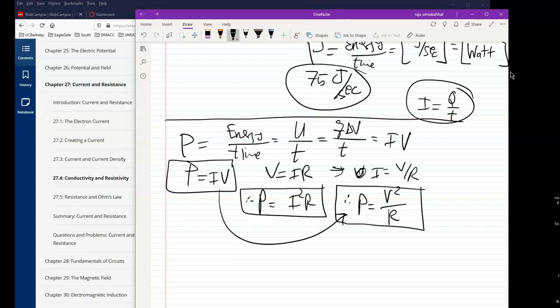Whichever you pick, it doesn't matter. But those are the ones that allow you to calculate power. Again, the unit of it is always the watt. It doesn't matter whether in mechanics or even in heat, thermodynamics, it's the same thing. You got it? Okay. Let's have an example.